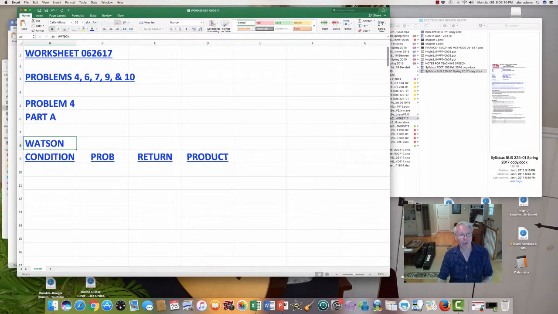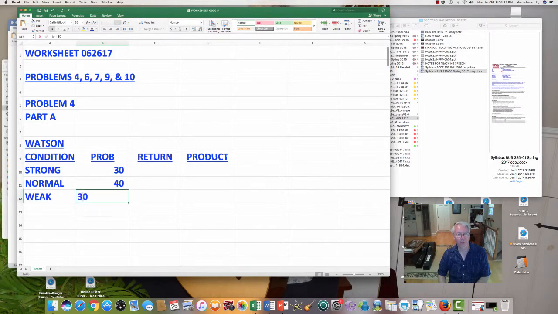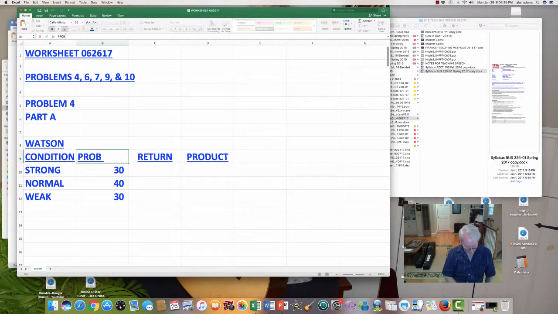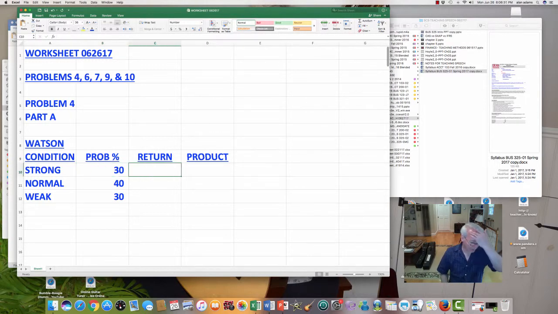Okay, again, I remind you, this is Watson. So what is the condition? We're looking at a strong economy, a normal economy, or a weak economy. And we've assigned likelihoods of 30%, 40%, and 30%, okay? Let me just add to remind you that that is a percentage probability. Likelihood of occurrence. Watson again has a return of 100% during strong times, only 15% during normal times, and during weak times they might have negative 70%.